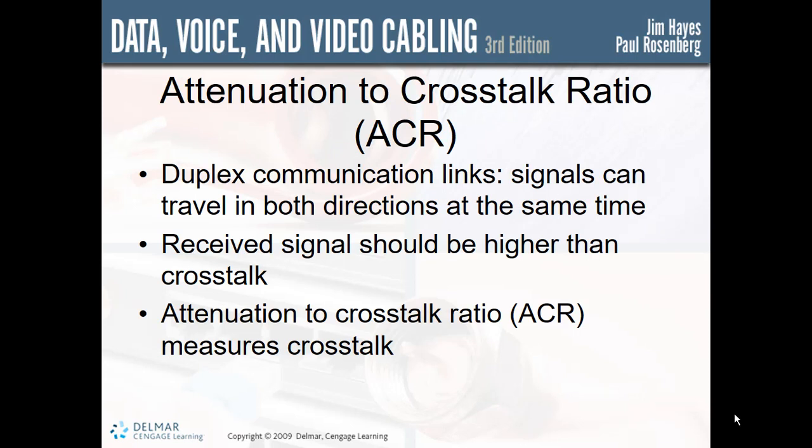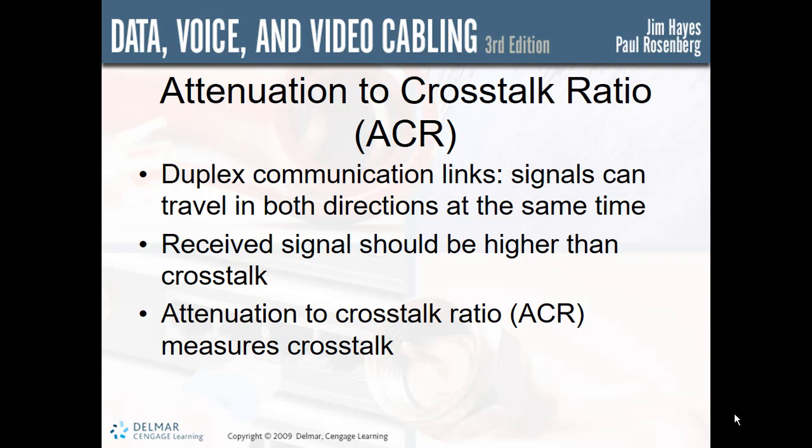In a duplex communication link, like networks running on UTP cabling, signals can be traveling in both directions simultaneously. Thus, at the receiver end of the cable, one can have a signal from the other end attenuated by the cable, and crosstalk coupled from the local transmitter, simultaneously arriving at the receiver. Now, because both ends transmit signals of approximately the same amplitude, we want the received signal to be higher than the interfering crosstalk, which gives the attenuation to crosstalk ratio. It's the measure of this situation and an excellent indication of the overall quality of the cable link.